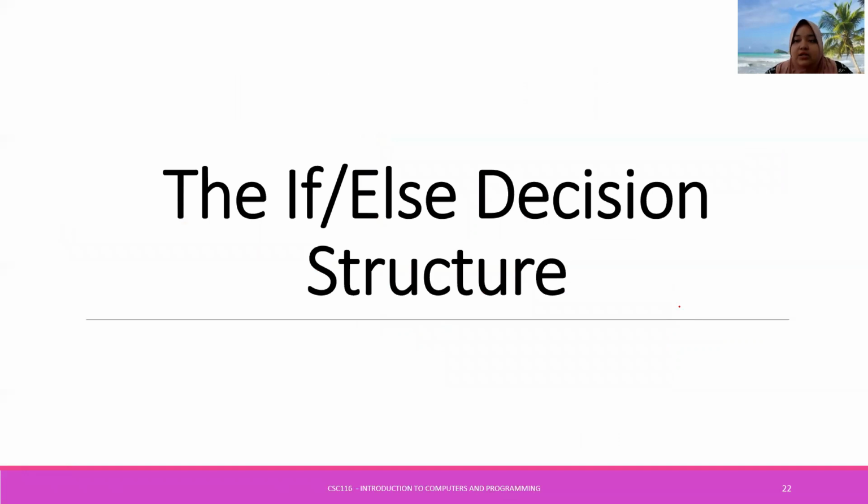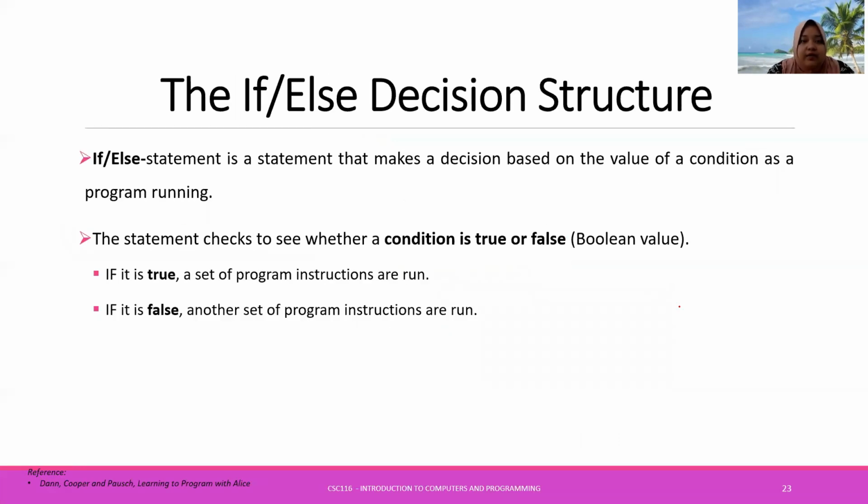The if-else decision structure. So, if-else statement is a statement that makes a decision based on the value of a condition as a programming running. When we talk about the decision making, the keyword that represent the decision making, we usually use if or else. Okay, the statement checks to see whether the condition is true or false. So that means this is the Boolean value. If it's true, a set of program instruction are run. Kalau yang tu salah, dia akan pergi ke next, iaitu if it's false, another set of program instruction are run.